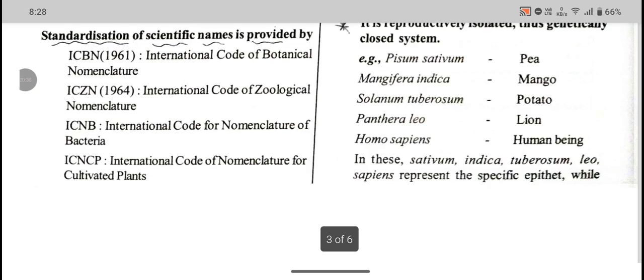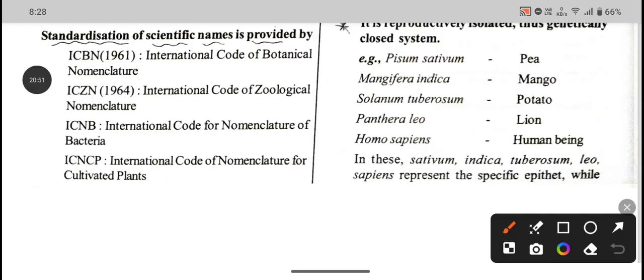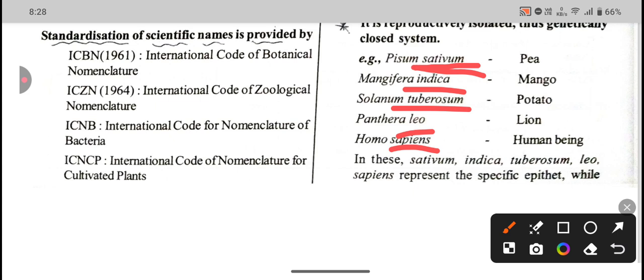For example, Pisum sativum, the pea plant; Mangifera indica, mango; Solanum tuberosum, potato; Homo sapiens, human beings. In these scientific names, you can observe that sativum, indica, tuberosum and sapiens represent the species-specific epithet. A change in this specific epithet totally changes the species.